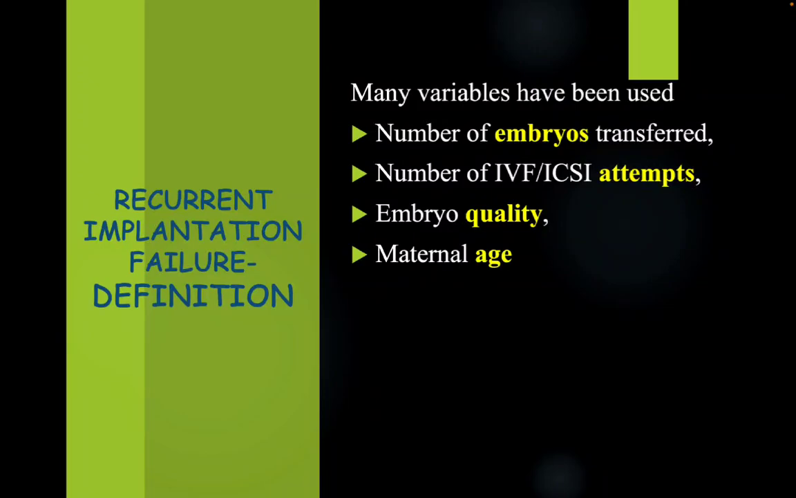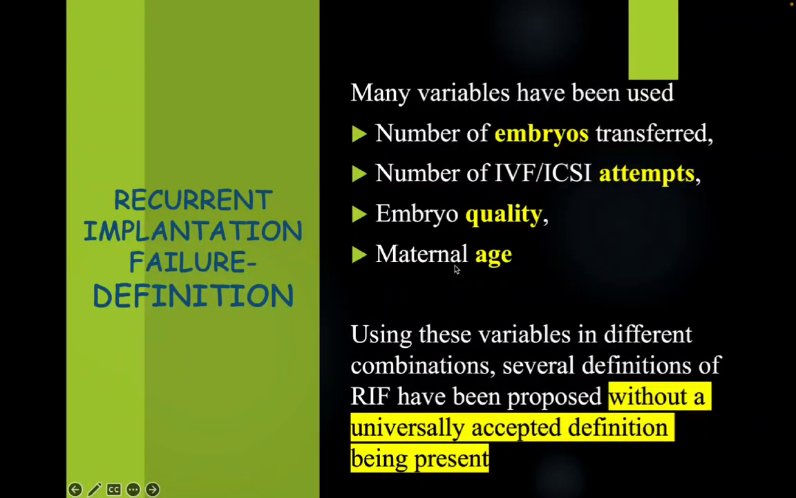Fourth is maternal age. Advanced maternal age is anyway a poor prognosis. But if the patient is less than 40 years of age and still implantation is not happening again and again, that is something which should be considered and included in the definition of recurrent implantation failure. So these are 4 variables: number of embryos transferred, number of IVF ICSI attempts, embryo quality and maternal age. Using different combinations of these variables, several definitions of RIF have been proposed without a universally accepted definition being present.